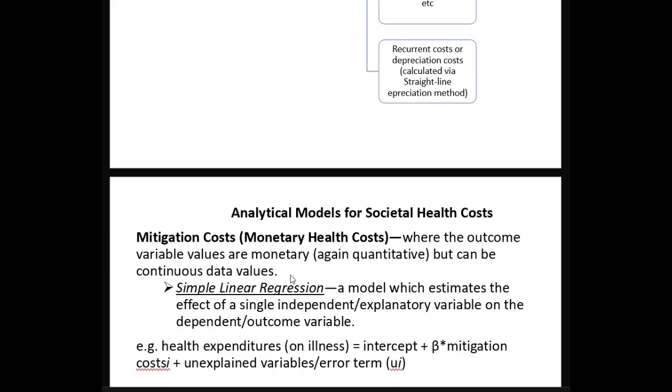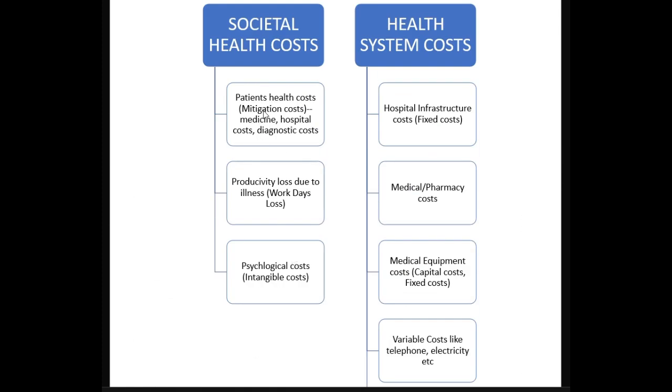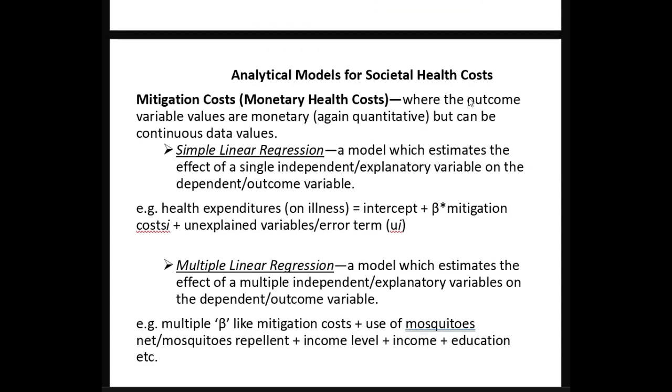So first we will study the types of models for number one, the patient's health cost, meaning mitigation cost. These are costs where the outcome variable values are monetary, quantitative, and can be continuous data values. These costs are measured through a simple linear regression model, like this: health expenditure on illness, meaning health mitigation cost due to illness, is equal to intercept plus beta for mitigation cost plus error term.